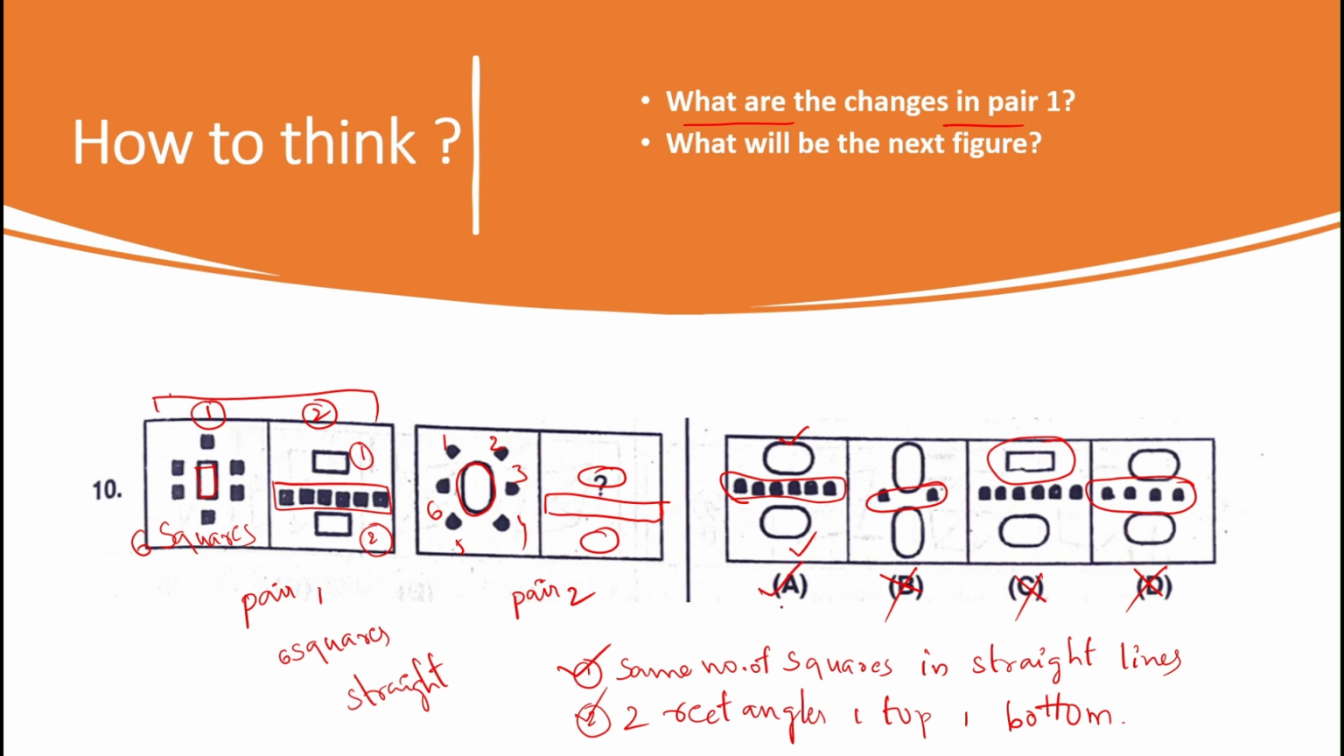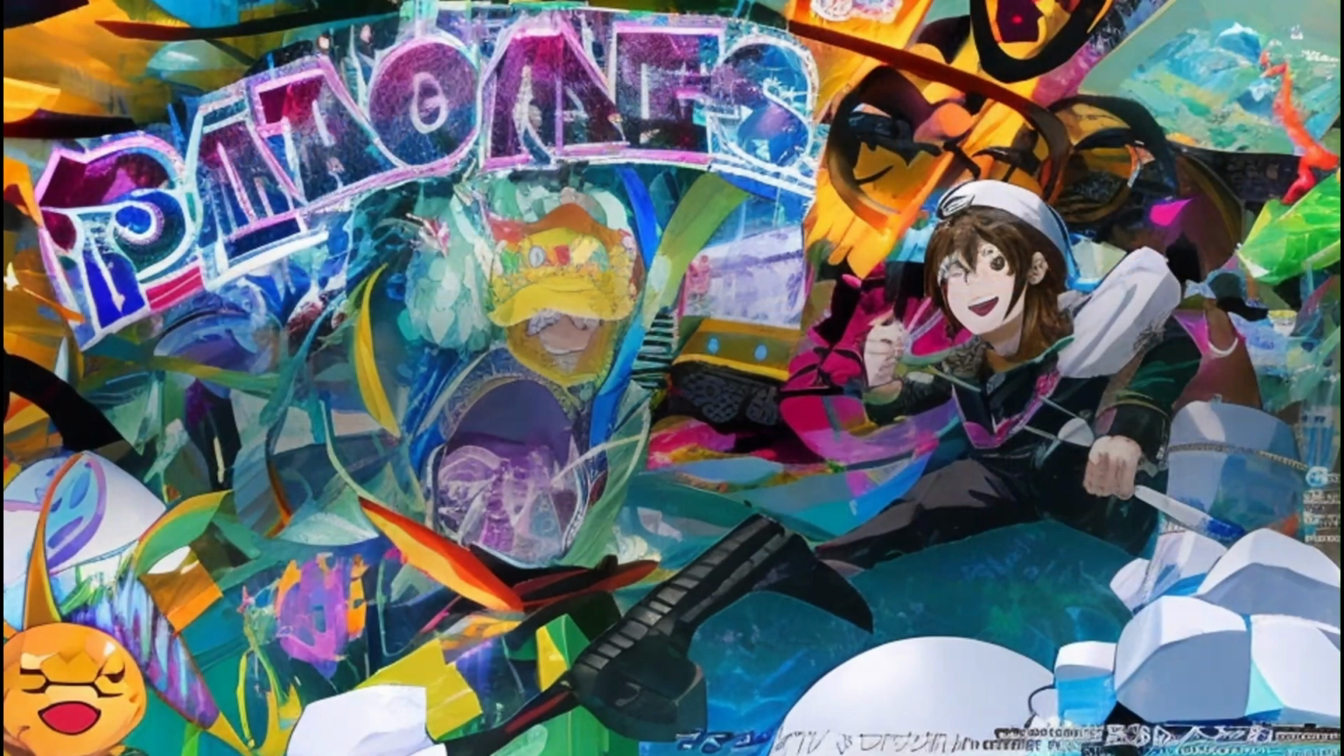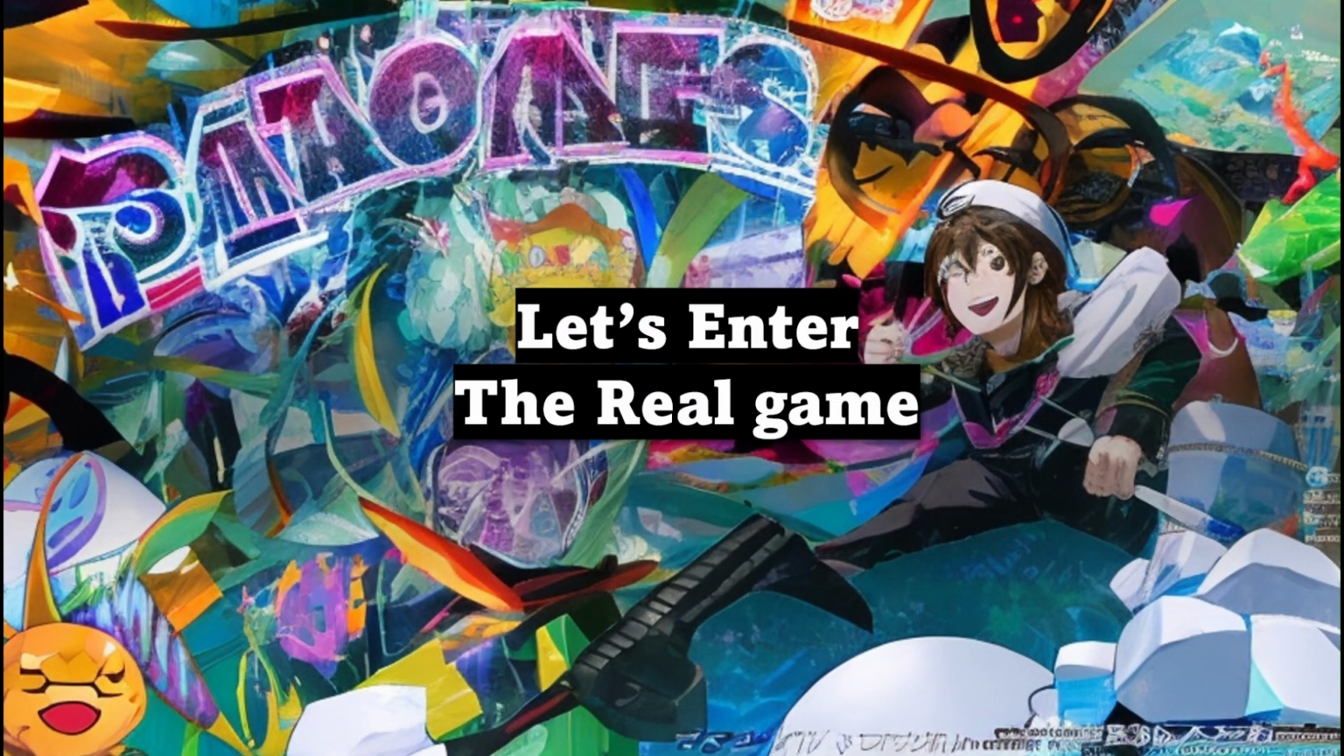So while doing this analogy, we have to see 2 pairs. For the first pair we have to think what changes happened and what pattern it followed, and then we have to apply the same changes to pair 2, so that we will get our correct answer. This is how we have to think, and this is how we have to do our analogy. So after understanding, let's enter into our real game, and we will start our textbook exercises of analogy figures.